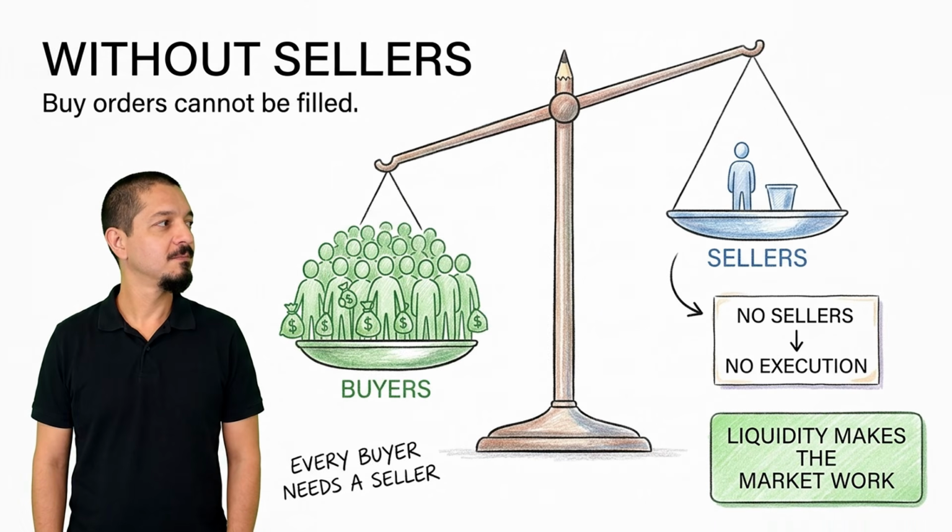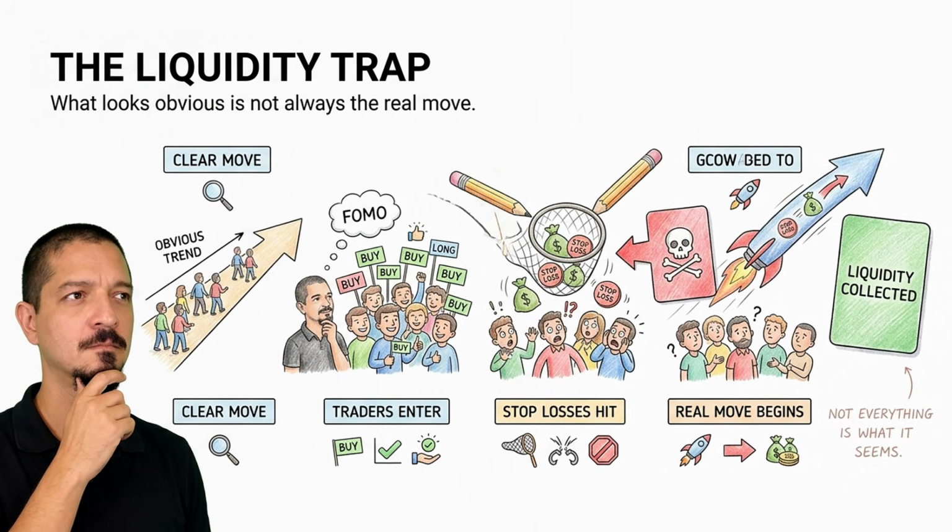Now, consider how large financial institutions, often referred to as smart money, operate when they want to build a position in a currency pair. To execute that position, they need sufficient liquidity, meaning a large number of participants willing to take the opposite side. Without available sellers, buy orders cannot be filled. This is why the market often moves in a way that triggers existing stop-loss orders, providing the liquidity needed for these larger players to enter or exit positions.